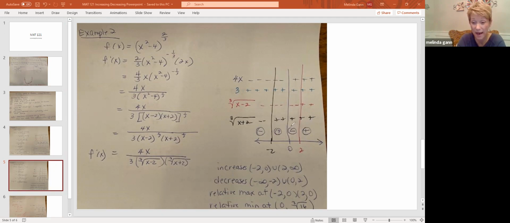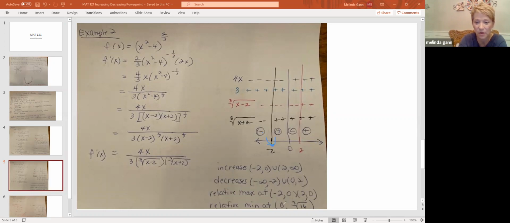Where the final signs are positive, it's increasing. So it's increasing between -2 and 0 and increasing from 2 up. It's decreasing until you get to -2, so -infinity to -2, and it's decreasing between 0 and 2. All right. Now think about it. It's coming down and it turns and goes up. If it's decreasing and it turns and increases, what are you going to have at that turn? Aren't you going to have a relative minimum?